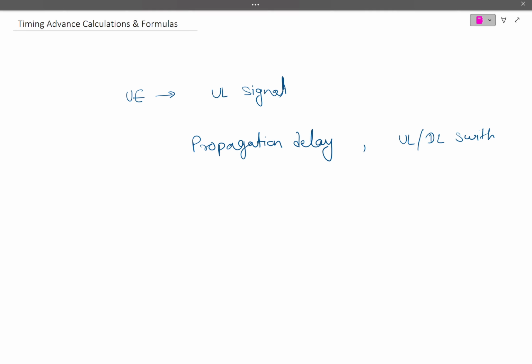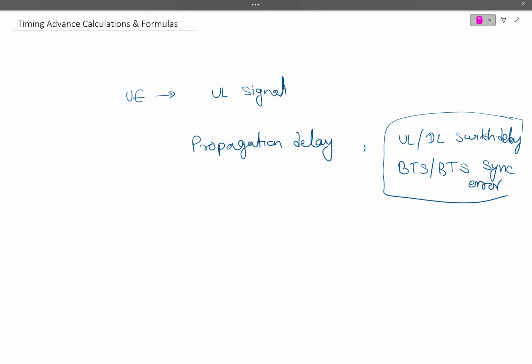So from the previous videos, we know that the UE has to send the uplink signal in advance, and that advance depends on propagation delay and uplink to downlink switch delay. It also depends on BTS to BTS synchronization error.